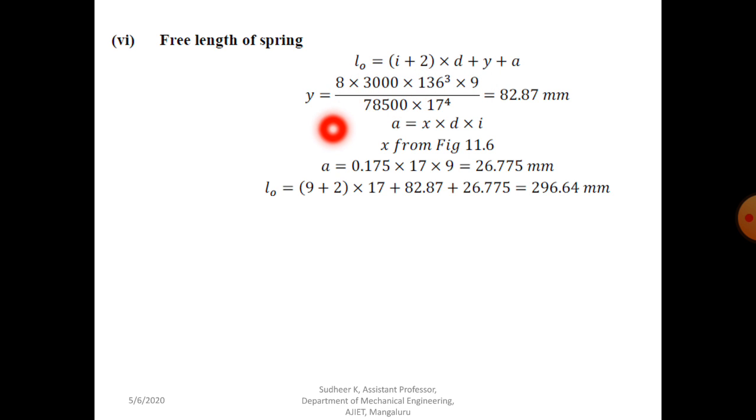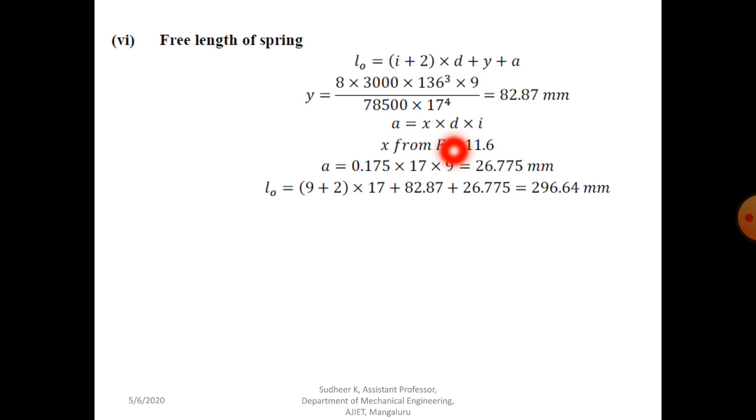Before that, again we have to find out y based on standard diameter. You have to use the same equation, that is 8F into capital D cube into I, divided by the rest. Now the I value you have to substitute. Usually you will get I as 8 point something, so now you have to consider the higher value 9. So that's why you have to recompute y. Initially you got around 80 millimeter. Now you are getting 82.87.